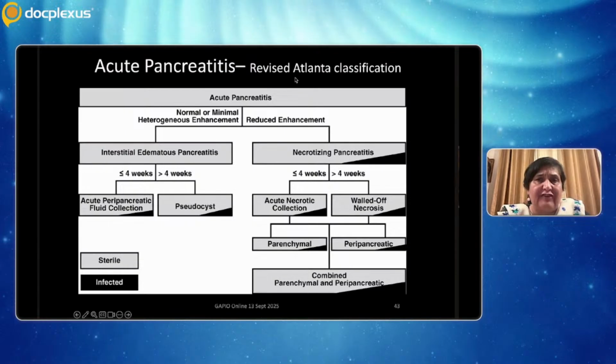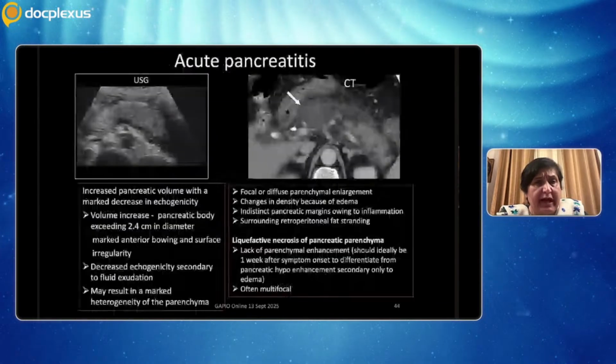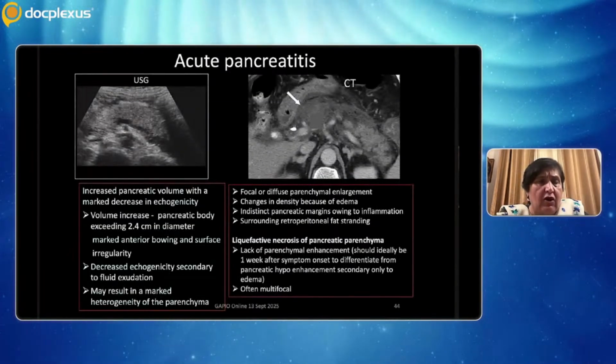There is a revised Atlanta classification. I think we're all familiar with it, so I won't go into it, but you're basically dividing pancreatitis into interstitial edematous pancreatitis and necrotizing pancreatitis. Before 4 weeks, you see acute pancreatic fluid collections in edematous pancreatitis. After 4 weeks, pseudocysts. In necrotizing pancreatitis, acute necrotic collections before 4 weeks, and after 4 weeks, walled-off necrosis. This may be either sterile or complicated or infected.